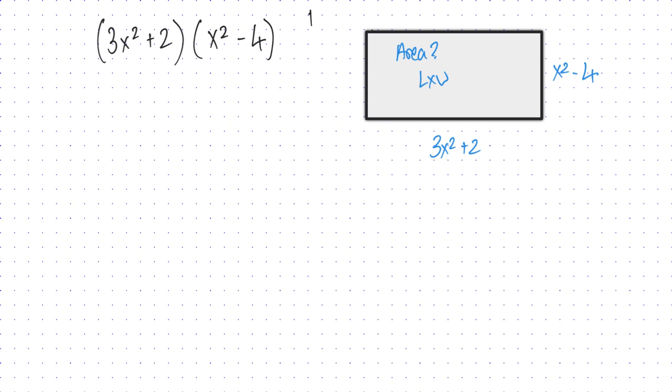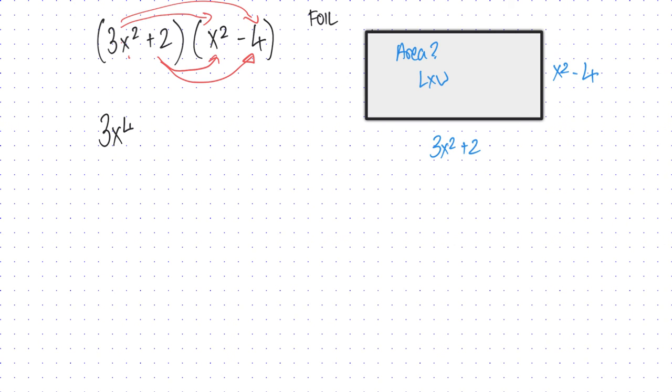So if you remember rightly, we're going to use FOIL for this. That means that we're going to take the first term here, and we're going to multiply it by the first thing and the second thing, and then we're going to take this one, multiply it by both things inside here. So first by the first terms, the outside terms, the inside terms, and then the last terms. So that means if we do our first terms, 3x squared times x squared, that's going to give us 3x to the power 4 because when we multiply with exponents, we add the exponents together.